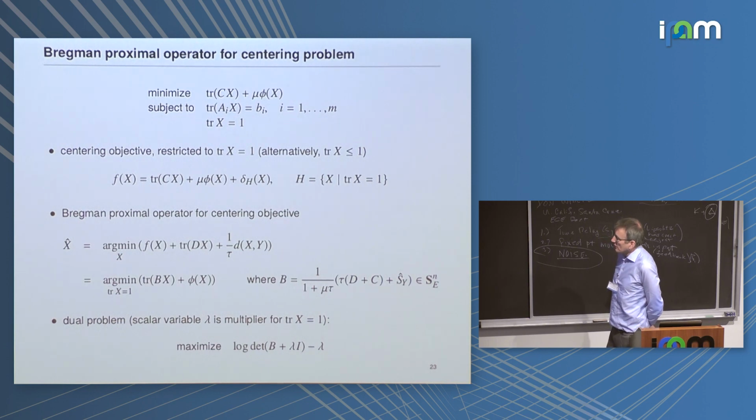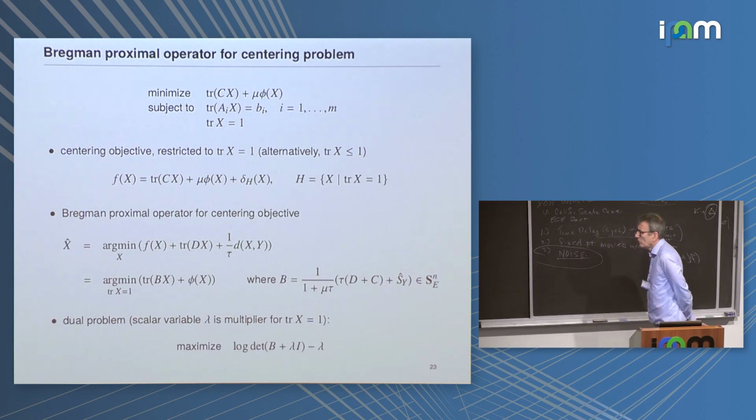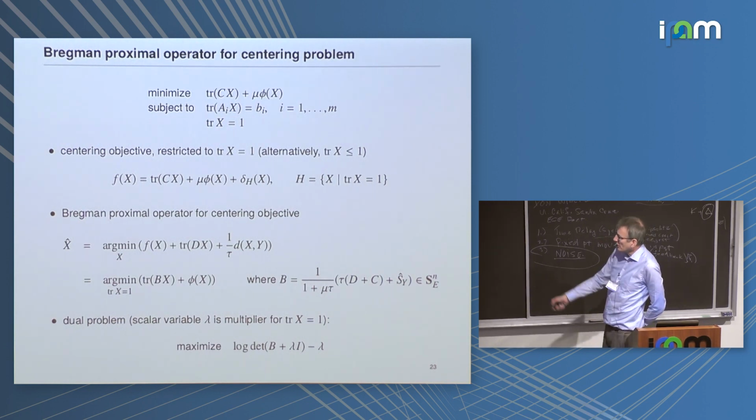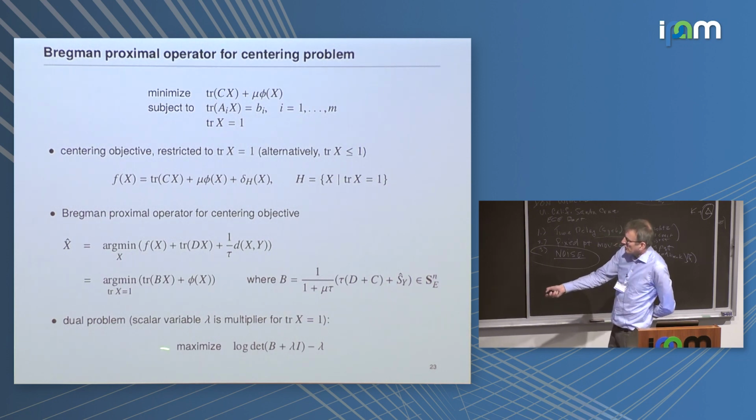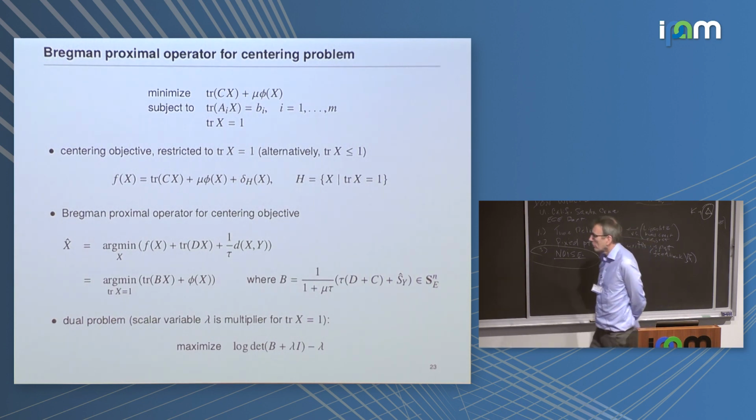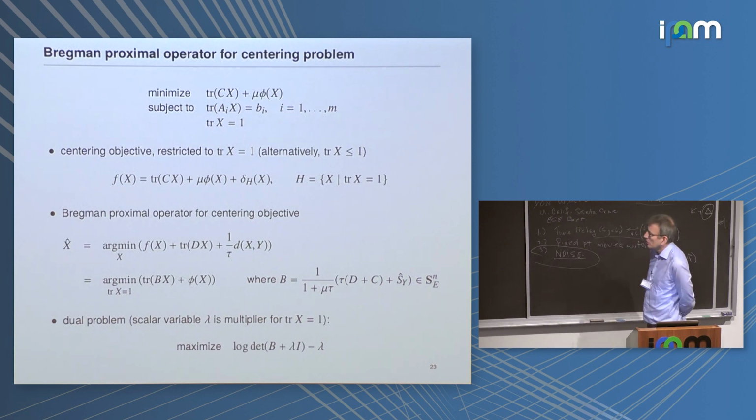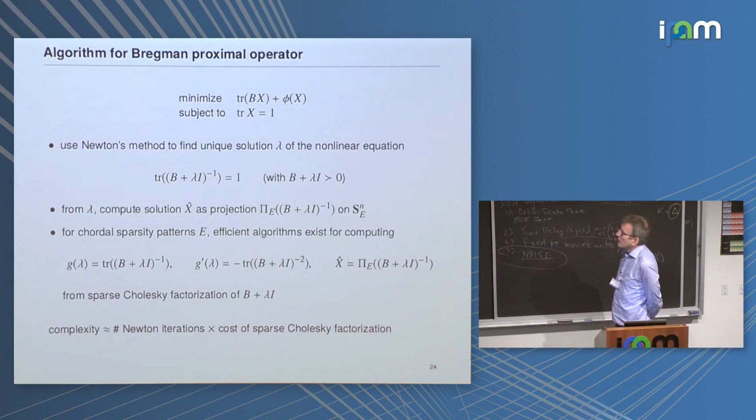And again, if we solve that via the dual problem, by introducing a multiplier for the normalization constraint, then you get a convex problem with a scalar variable. And it looks just like this. It's the log-det of some sparse matrix B plus a multiple of the identity, minus lambda. So it's a simple convex optimization problem with one variable lambda, and we can solve it by Newton's method.